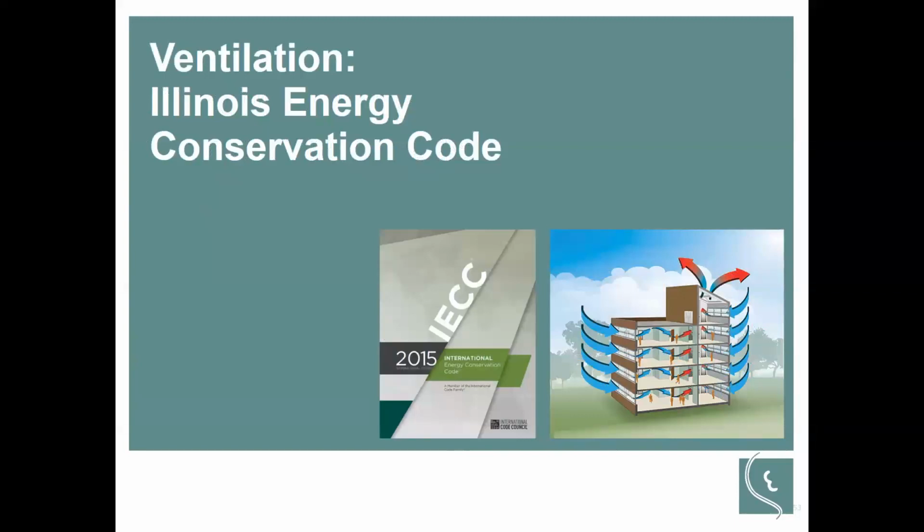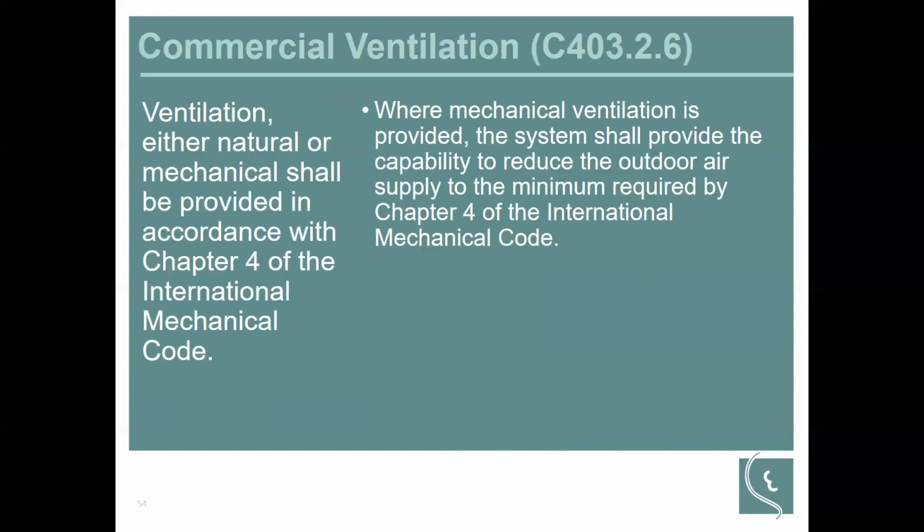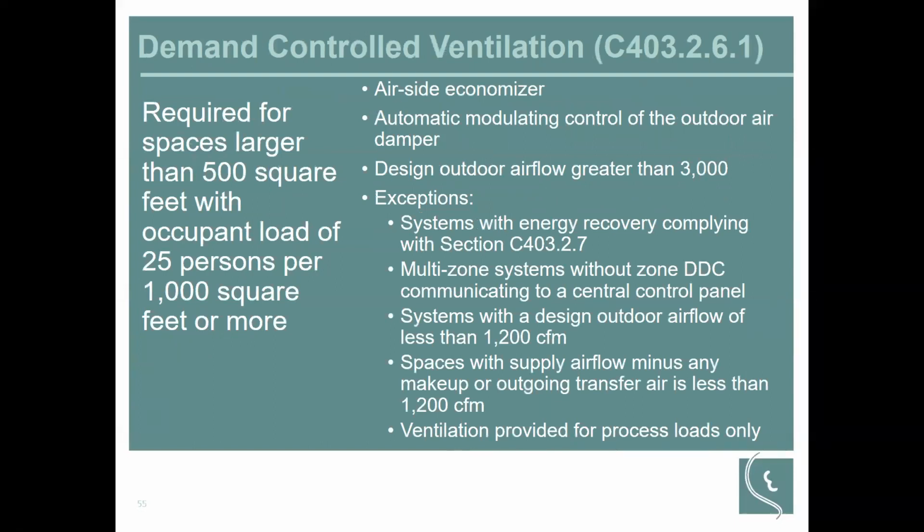All right, so with ventilation, now that we have a concept as far as why we do it, we'll touch on a few things that the code has to say as far as where we require it. On the commercial side, it's now required based on Chapter 4 of the International Mechanical Code, making sure that we do provide that outside air in to prevent sick building syndrome. Demand-controlled ventilation is required for spaces that could have highly variable occupancy, in spaces over 500 square feet with an occupant load of at least 25 persons per 1,000 square feet.